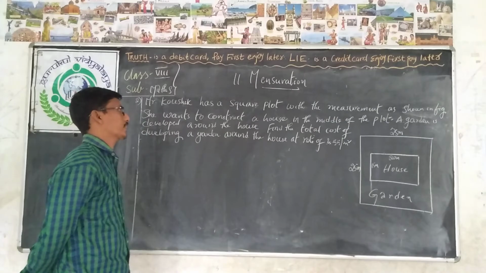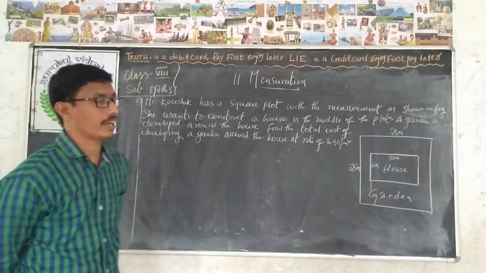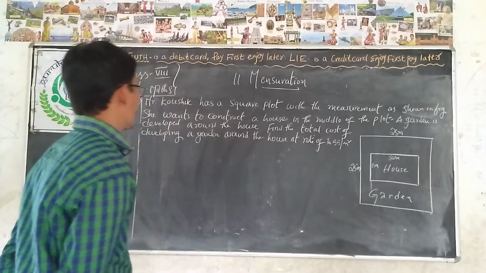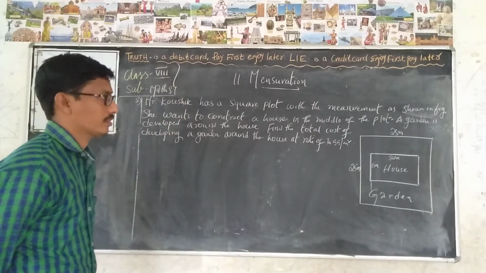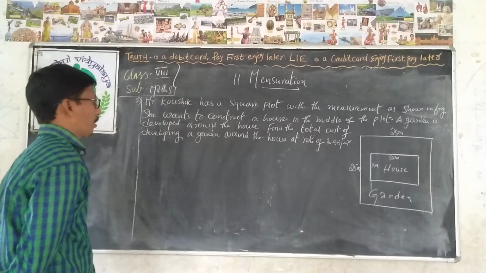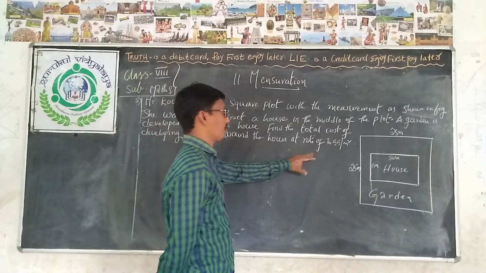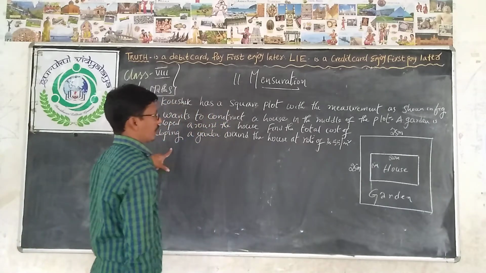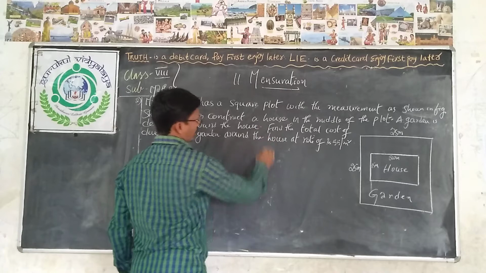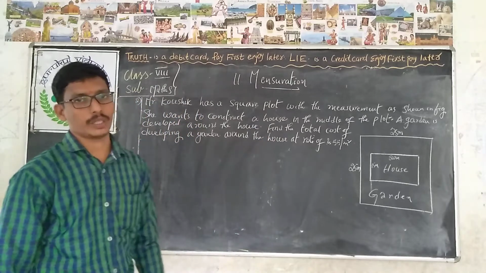Mr. Kaushik has a square plot with the measurement as shown in the figure. She wants to construct a house in the middle of the plot. A garden is developed around the house. Find the total cost of developing a garden around the house at the rate of 55 per square meter.